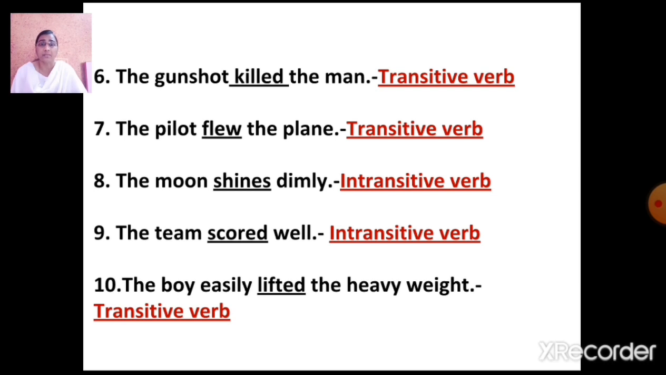Alright? Then, the boy easily lifted the heavy weight. Now, here, lifted is a verb. So, underline that. Then, ask question. Lifted what? And we are getting the answer. The heavy weight. Right? So, it is a transitive verb.